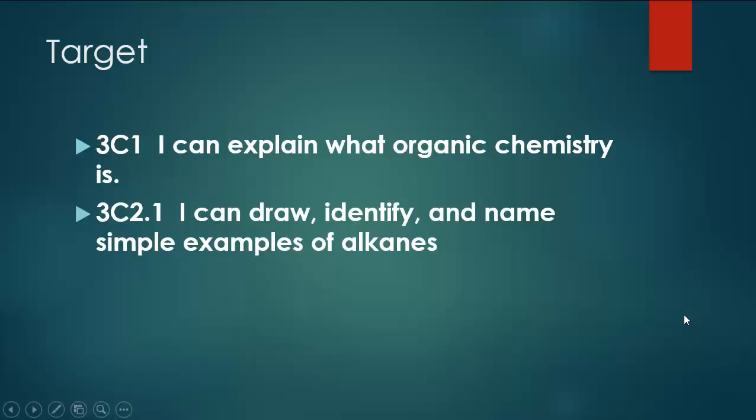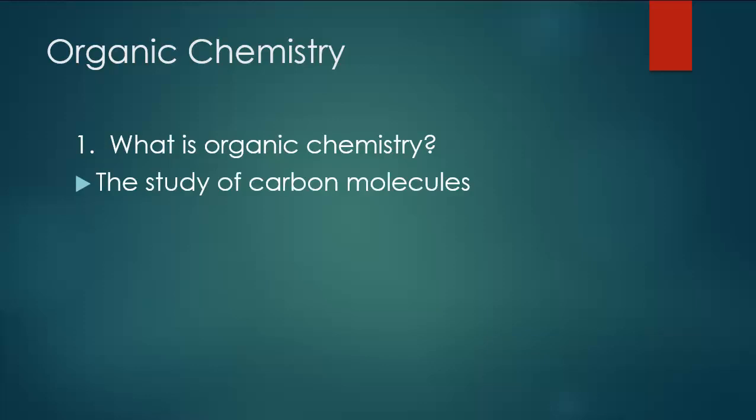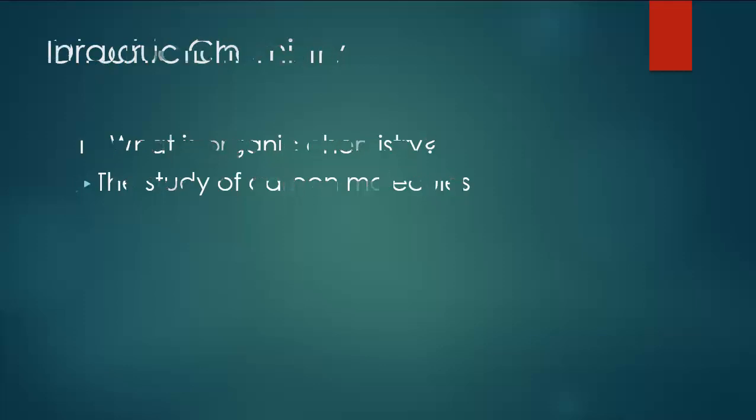All right. So, I can explain what organic chemistry is, and I can draw, identify, and name simple examples of alkanes. So what is organic chemistry? The study of carbon molecules. That's simple. The study of carbon molecules.